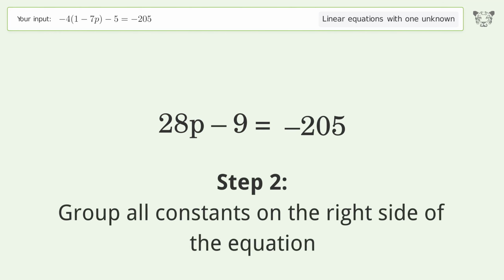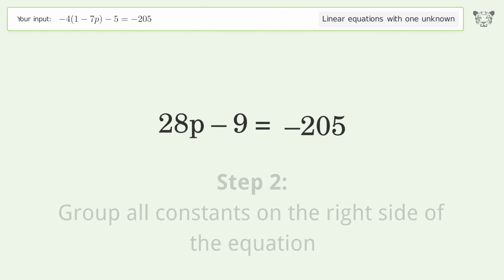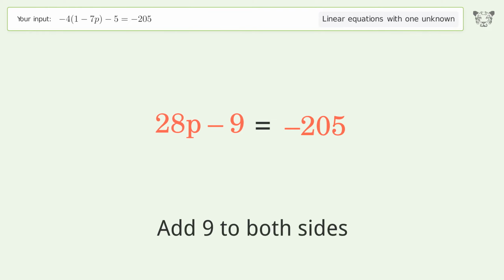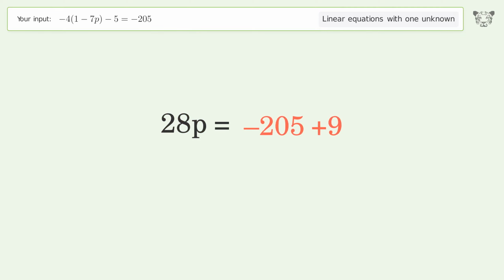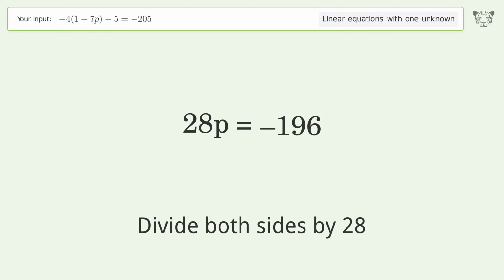Group all constants on the right side of the equation. Add 9 to both sides. Simplify the arithmetic. Isolate the p. Divide both sides by 28.